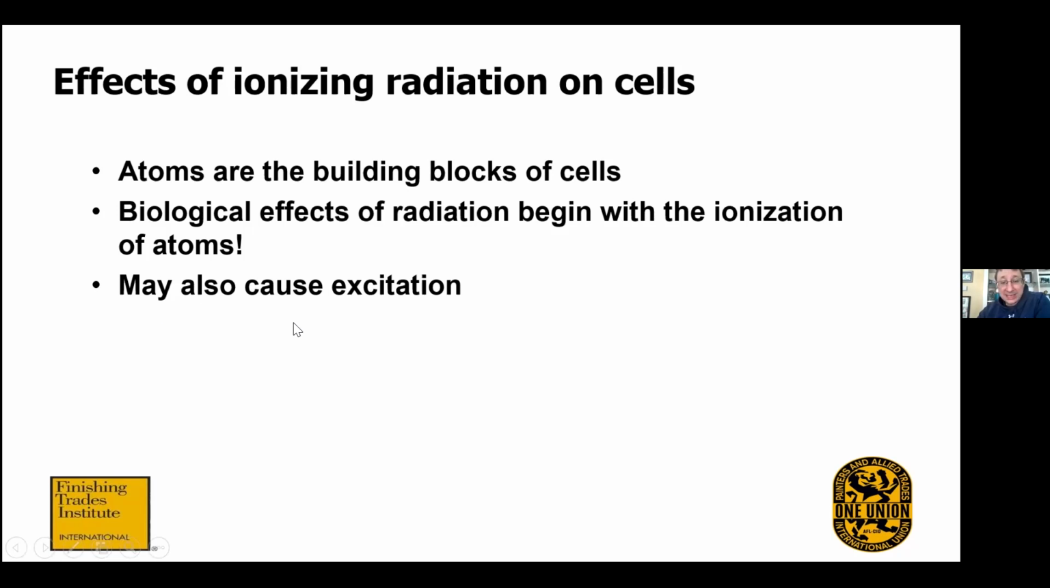We can also cause excitation of a cell without necessarily kicking off an electron. We can have what's called orbital displacement, so an electron jumps up to a different orbital. If you think about a target where you've got a center and a bunch of rings around it that we might aim at, think of an atom as having the nucleus at the center of the target. All those different circles around the target are different orbital shells. They have different energy levels.